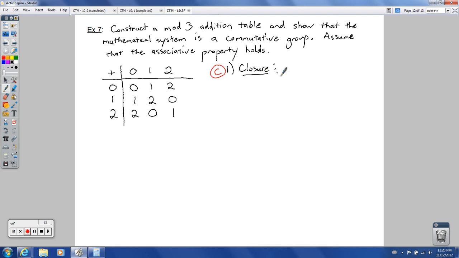Let's keep that consistent the way we had it before. So closure, is the system closed? Everything that's here and here, is that the only elements you see here? Yes, it is. So you would say the set is closed.